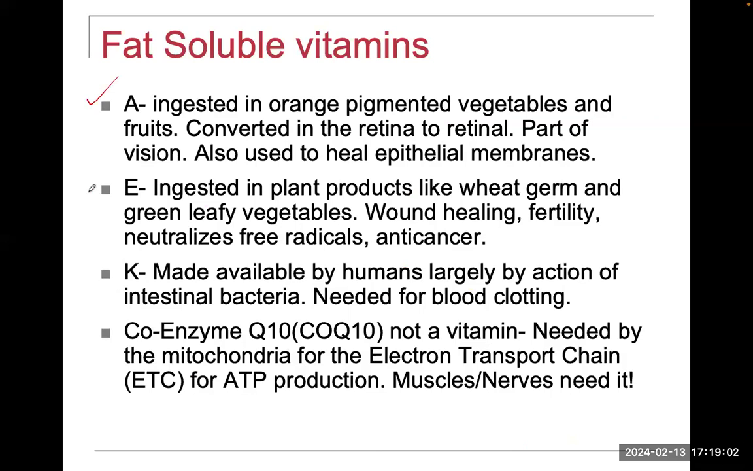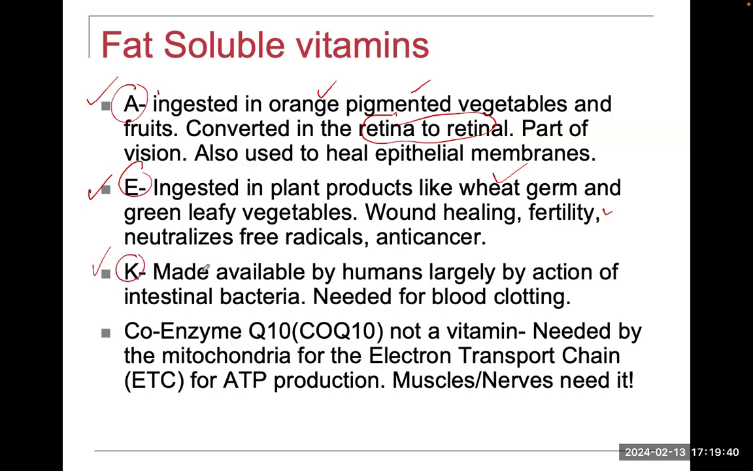Vitamin A, vitamin E, and vitamin K are fat soluble. Vitamin A, we talked about beta carotene or carotenoids. These are needed for eye function. They're found in orange or pigmented vegetables and fruits. We think of carrots and sweet potatoes, they're pretty high in vitamin A. Vitamin E is ingested in plant products like wheat germ and green leafy vegetables. Very important for wound healing, fertility, and it neutralizes free radicals because they're antioxidants, as is vitamin A.